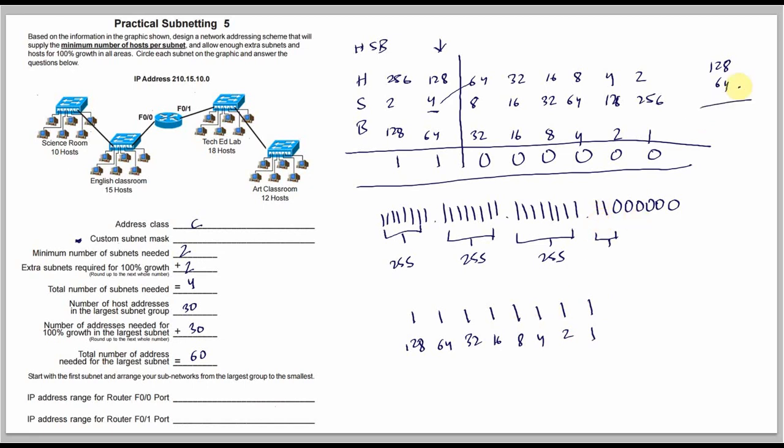So 128 added to 64 would be 192. Alright, so we found our custom subnet mask. It would be 255.255.255.192.